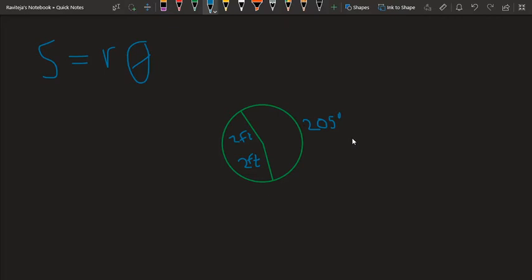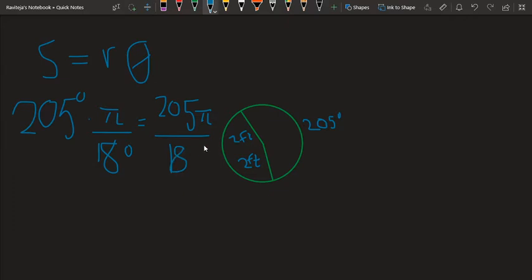So obviously this is a little trickier simplification, so I'm going to write this one out. 205 degrees times pi over 180 equals 205 pi over 180. And now we actually just have to simplify. So that means 205 pi over 180 can actually be simplified to 41 pi over 36.